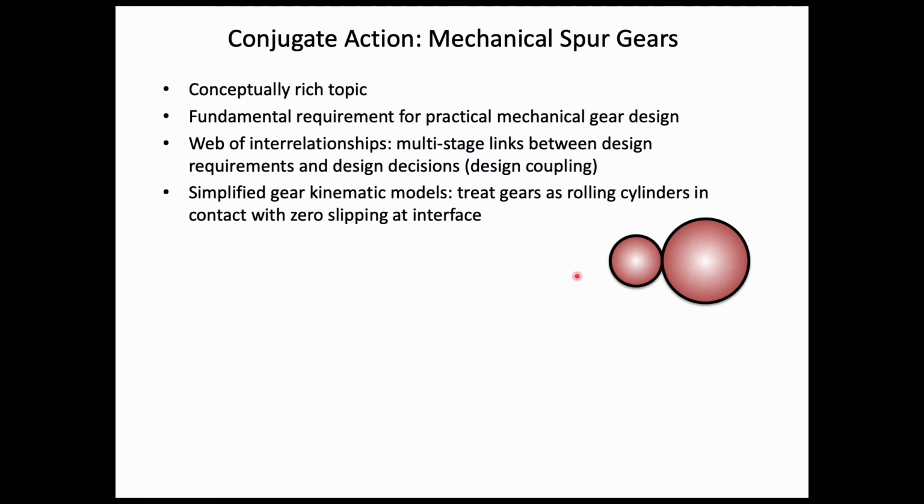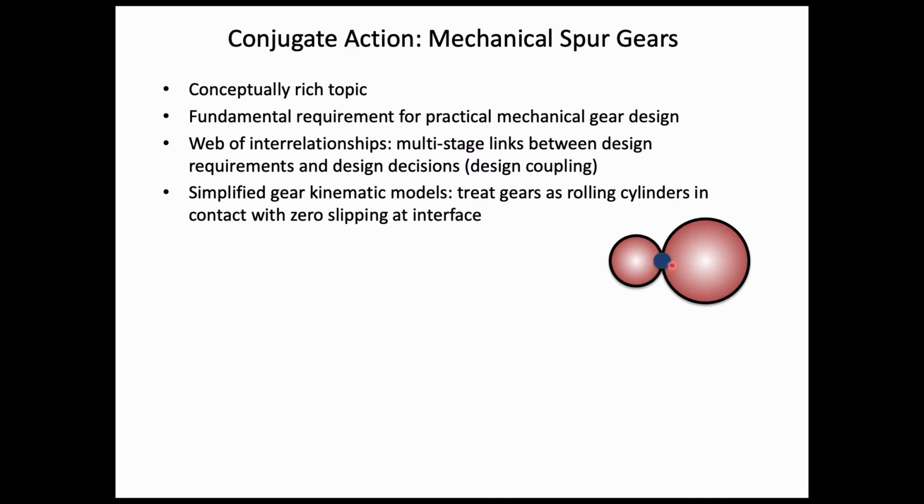Suppose we have these two rolling cylinders. They're each rolling about their own axis. They're in contact. We're assuming that there's friction between them and that there's no slipping between them. So if we rotate one, say this small gear, the input, clockwise, then the output is going to rotate counterclockwise at a lower rotational velocity.